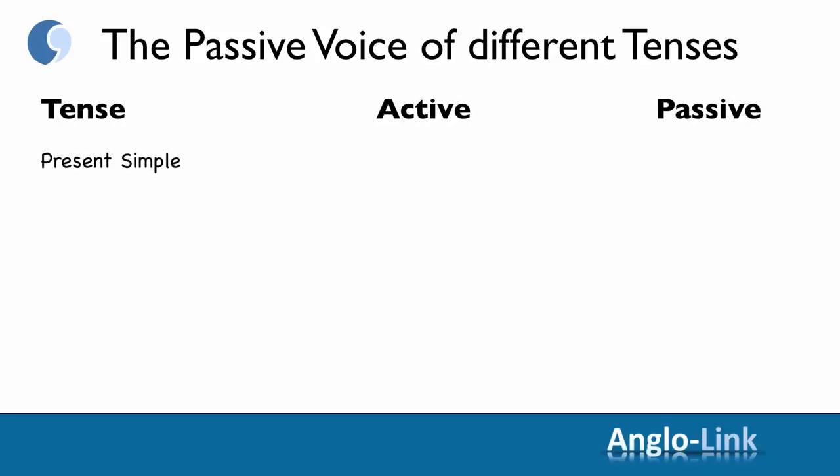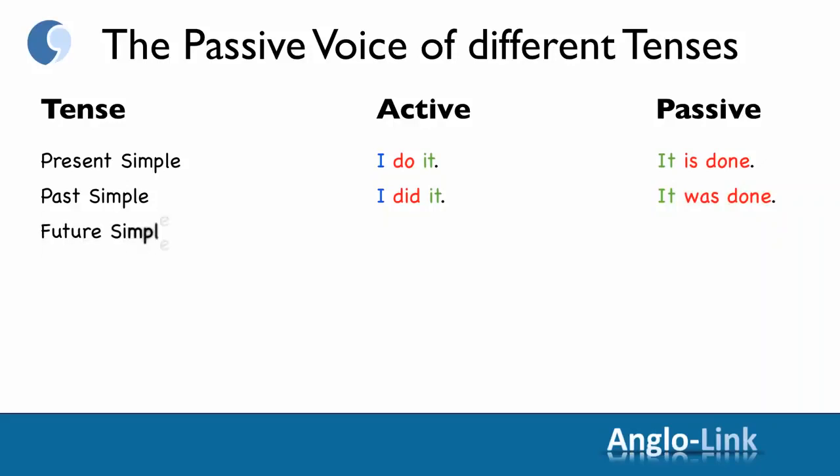Present simple. Active, I do it. Passive, it's done. Past simple, I did it. It was done. Future simple, I will do it. It will be done.